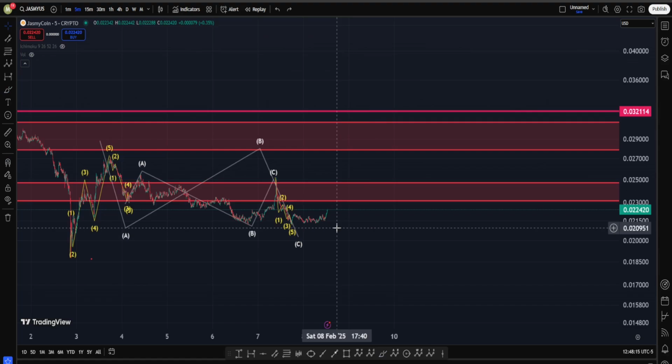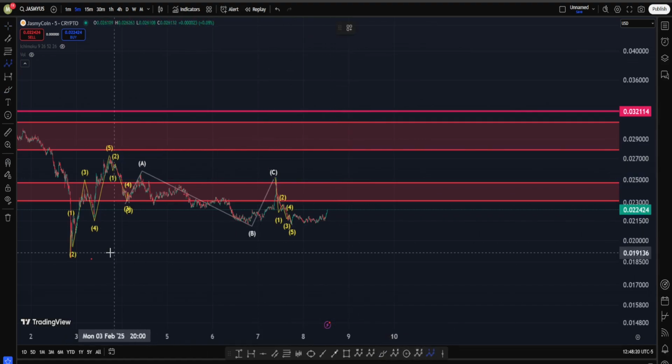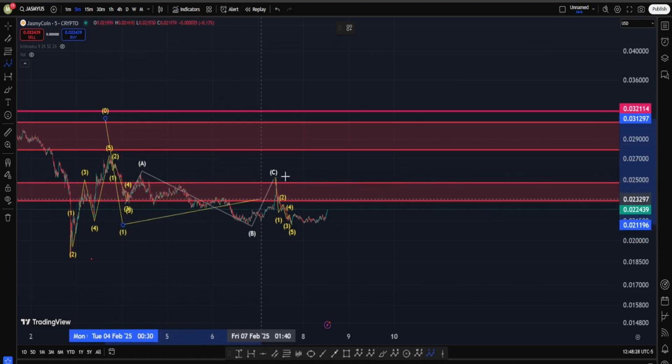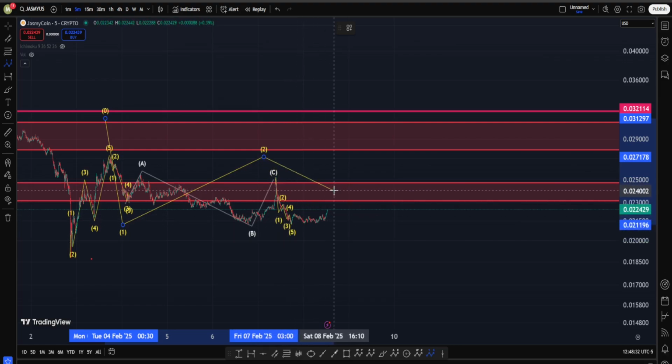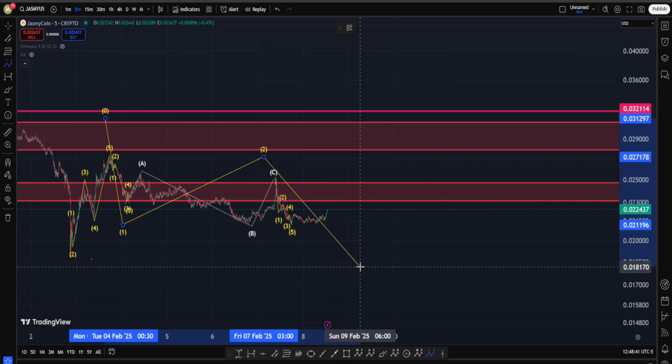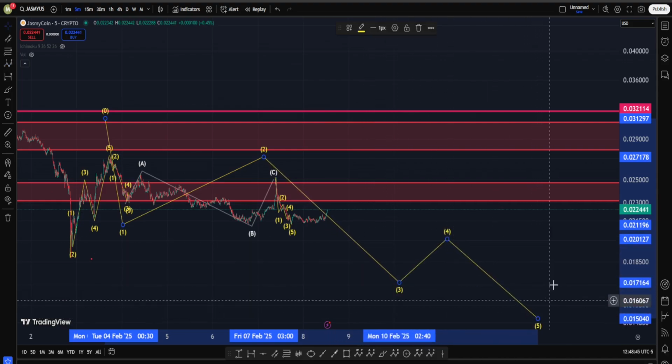What is going to be scenario number 2? In that case, I'm going to say maybe this wasn't actually an impulse, and instead it may have been, let's say, a WXY in the form of a double zigzag, and okay, this is probably 1, this is 2, and then this is 1, this is 2. If this bearish scenario is in play, once more it's going to be decision time for JASMY, because according to this bearish possibility, soon we are actually going to get a relatively sharp move down into wave 3, 4 and 5.